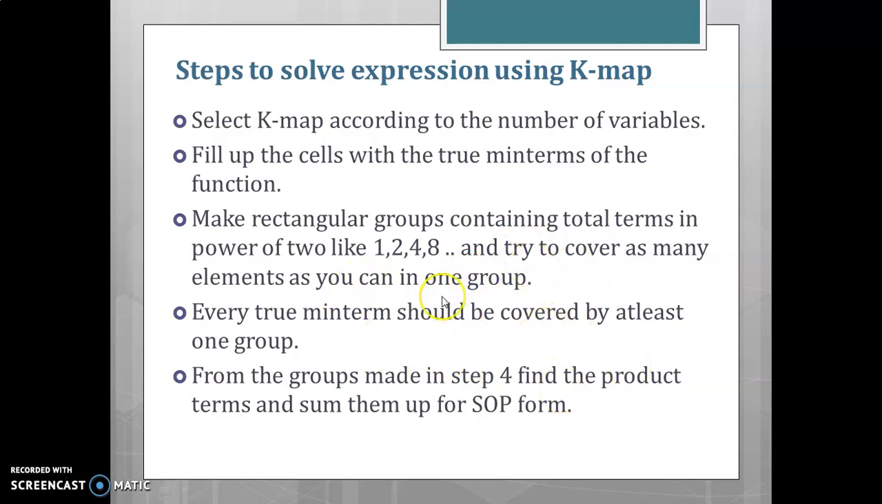After forming groups, make sure that each and every group represents a product term. When you sum up all those product terms, that results in the minimized sum of products form. So these are the steps involved in minimizing a Boolean expression using K-map.